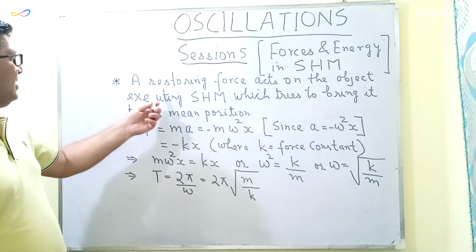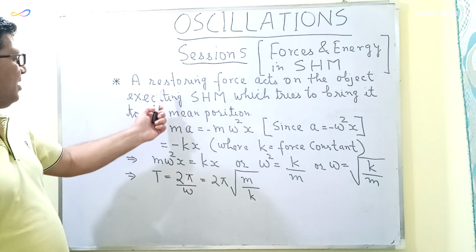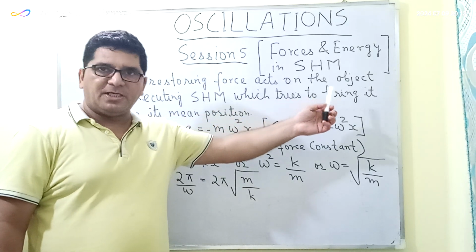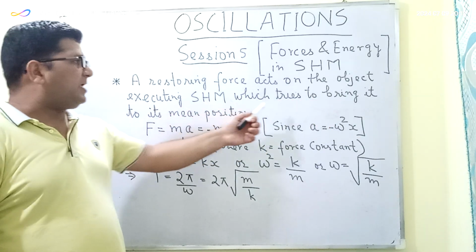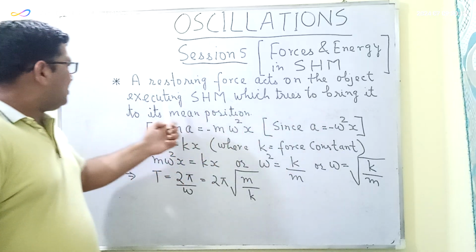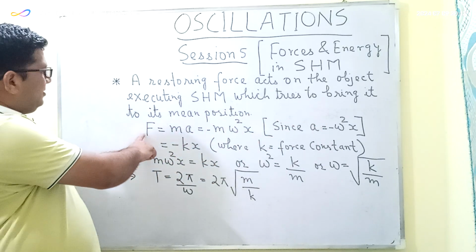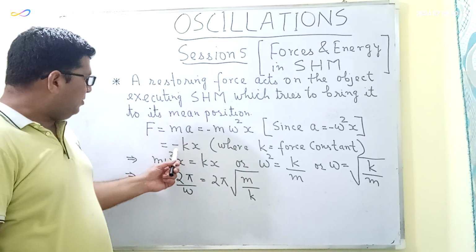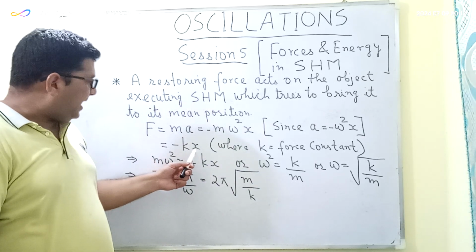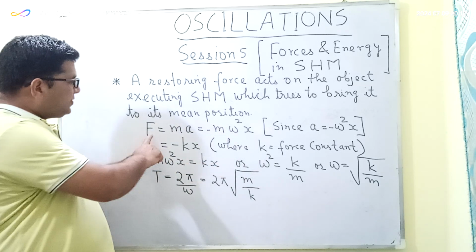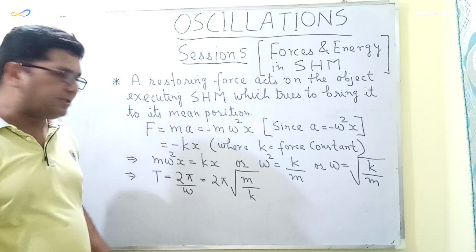So we know that in the case of a simple harmonic motion, a restoring force acts on an object when it is displaced from its mean position. So the restoring force is equal to minus kx, where x is the displacement and k is the force constant, and the force is also equal to mass into acceleration.